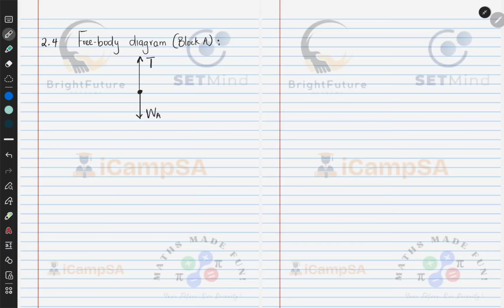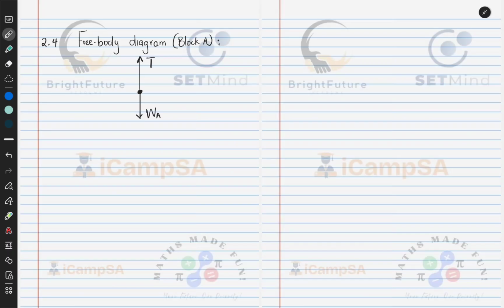Okay, we now have the free body diagram of block A. Notice that my weight for A is shorter than the tension vector for block A. Why? Because weight is trying to drag the block down, but the tension is pulling the block up, right? And it's way greater than the weight. That's why the block is moving up. Okay, it's always like that with forces.